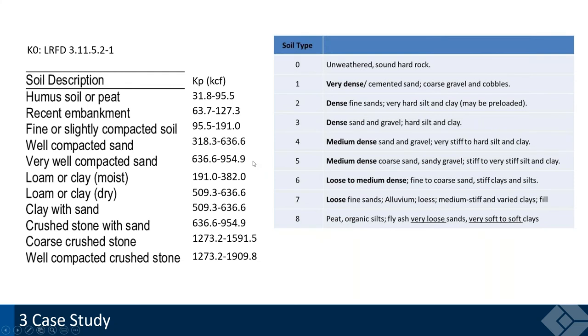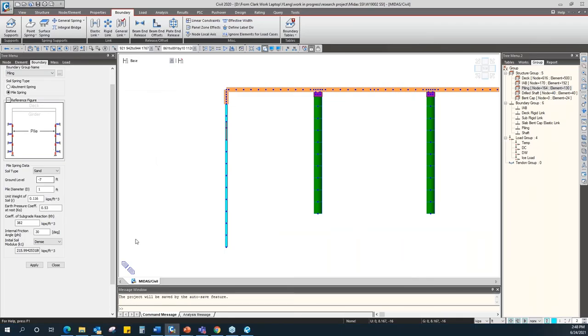And for the sand, from this table, we will use 336.6 KCF. So here, one minus sine 32 will be 0.47. Here, 636.6 KCF, and so the angle would be 32. And here, dense sand. After we input this data, we click apply.